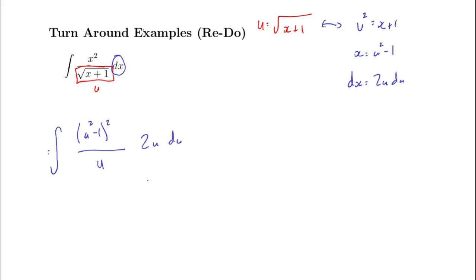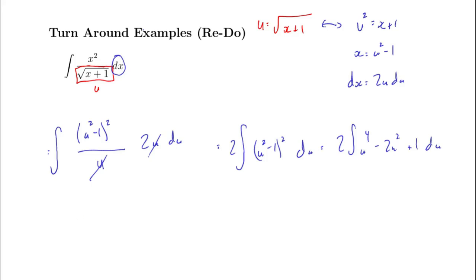Here's my integral. Okay, we can do some cancellation here, right? u over u. So maybe I'll pull the coefficient of 2 right out. This is really u squared minus 1 squared du. I can multiply that stuff out. That's u to the 4 minus 2u squared plus 1 du. And now I can anti-differentiate.